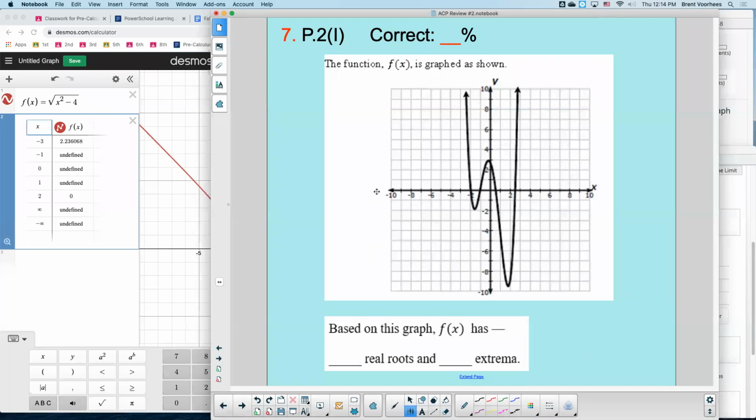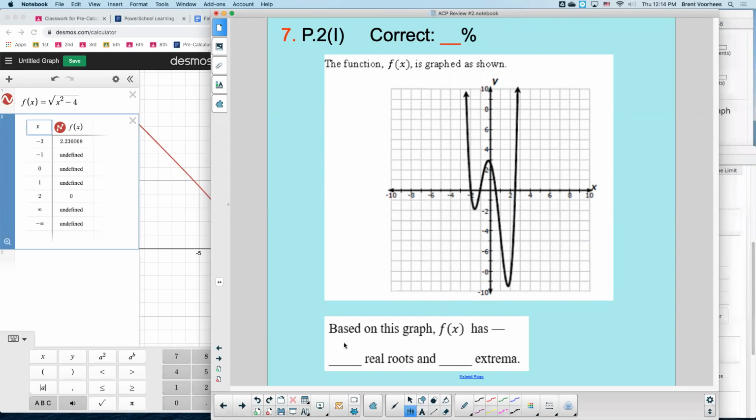All right, now we're going to transition to the next portion of this lesson. So we're going to be done with domain and range, and now we're going to start up with extrema and real roots. As a reminder, a root is something that crosses the x-axis. We can also call it a zero or an x-intercept. An extrema is where the graph has either a maximum or a minimum. So if you ever hear those terms, that's what it's referring to.